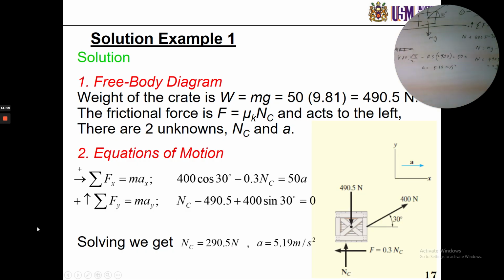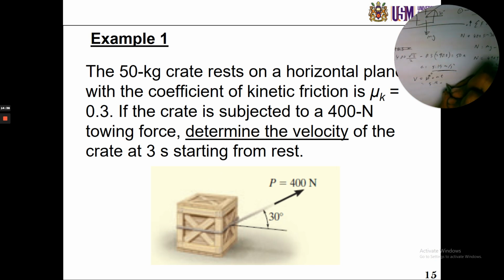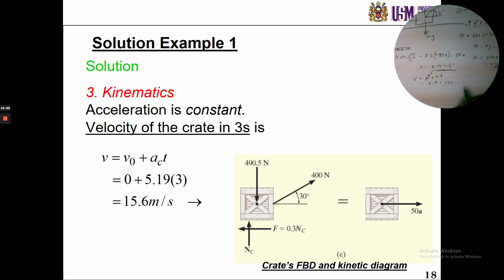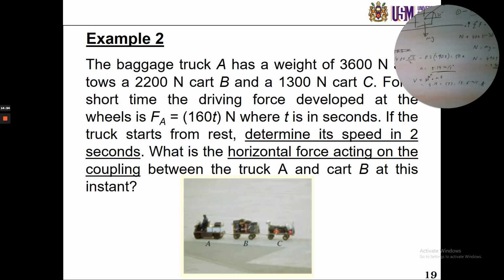We have this constant acceleration, so we can use kinematics to solve that. We start from rest, so u is 0, and A is 5.19 times 3 seconds. From there we get 15.6 meters per second. It should be easy enough for you, I think. All right, let's move on to the second example.